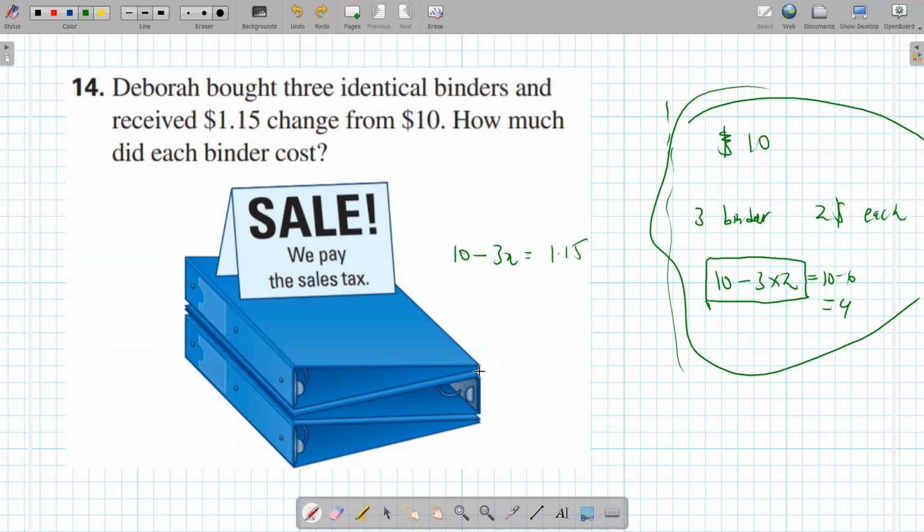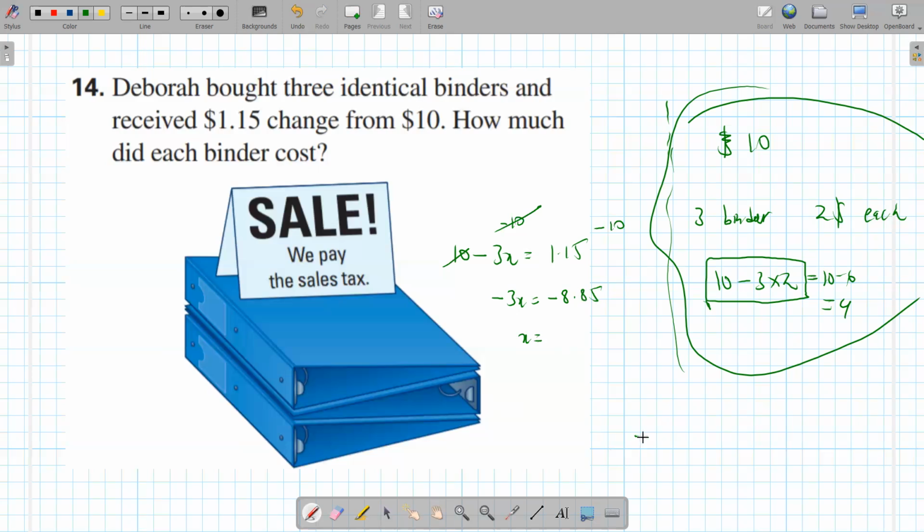So subtracting? Subtracting the 10. Yeah, subtracting the 10 helps us because 10 minus 10 is 0, right? So you get 0 minus 3x, which is just minus 3x, equals 1.15 minus 10 is, I believe, negative 8.85. Yeah. Now what? You divide by minus 3. Yes. Why don't you plug that in your calculator?